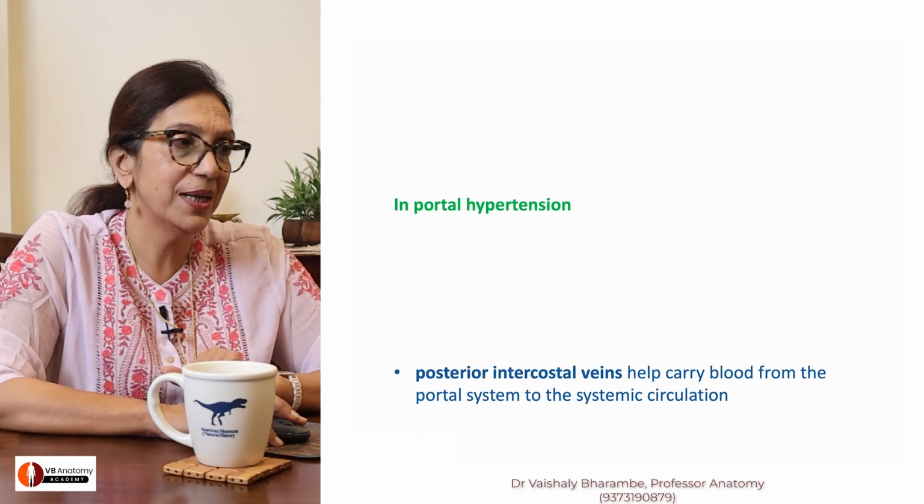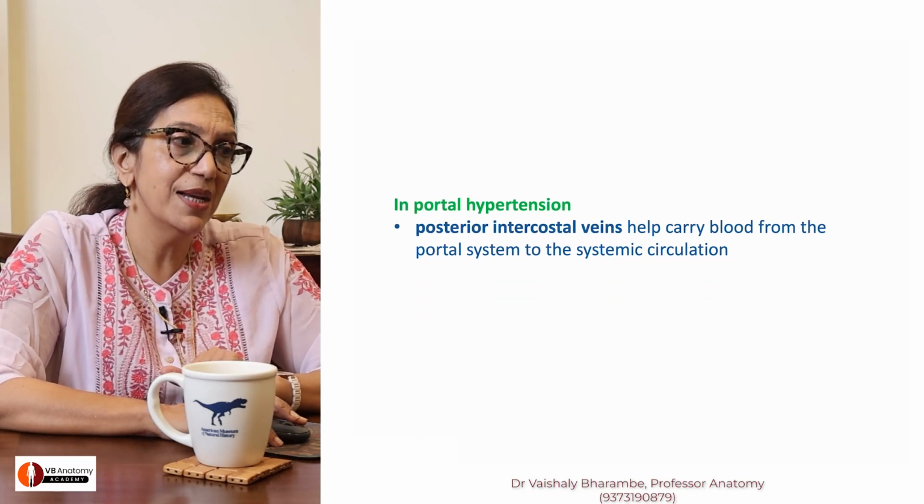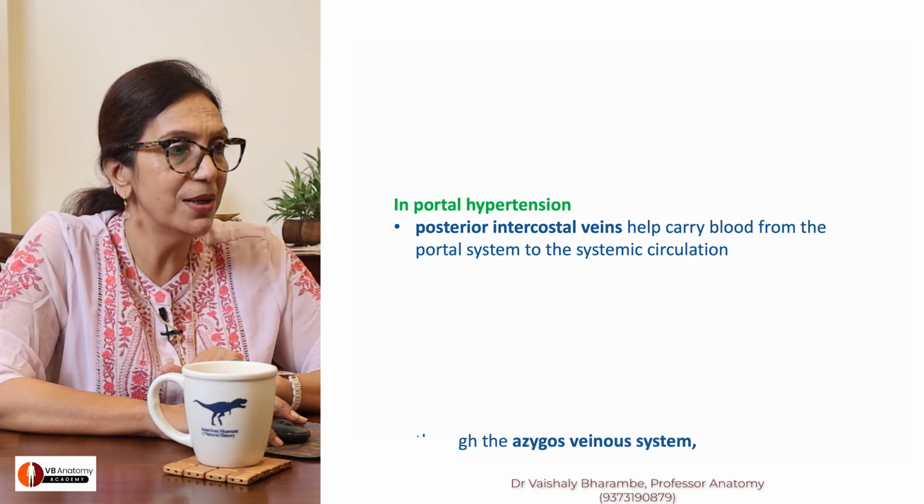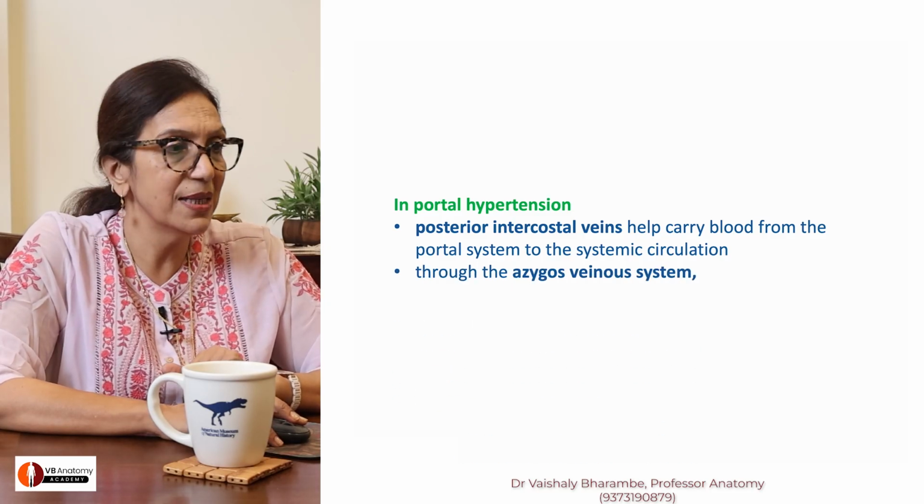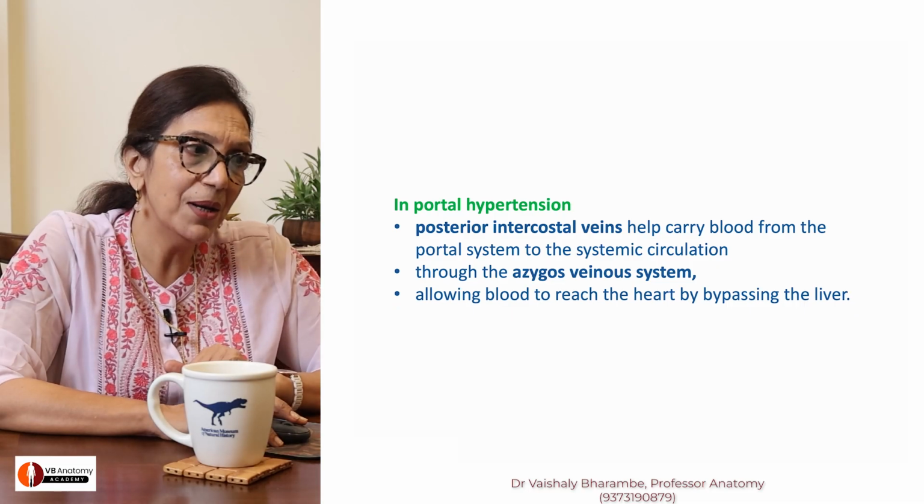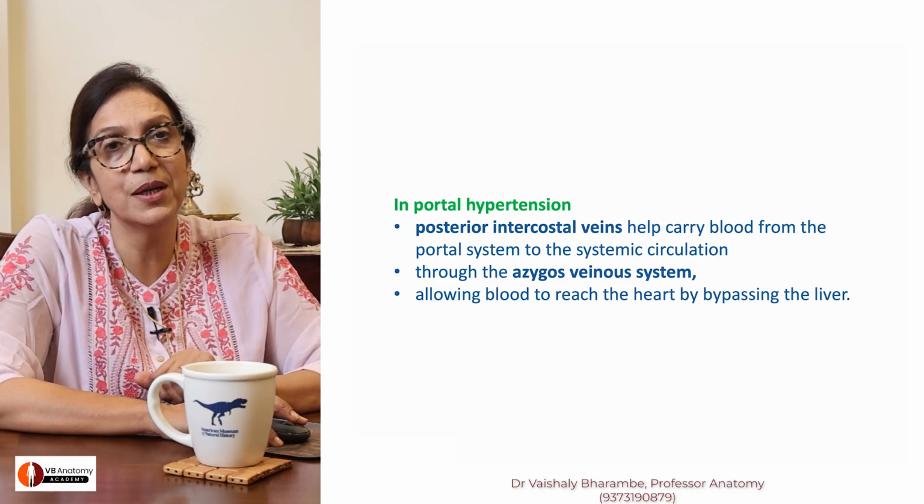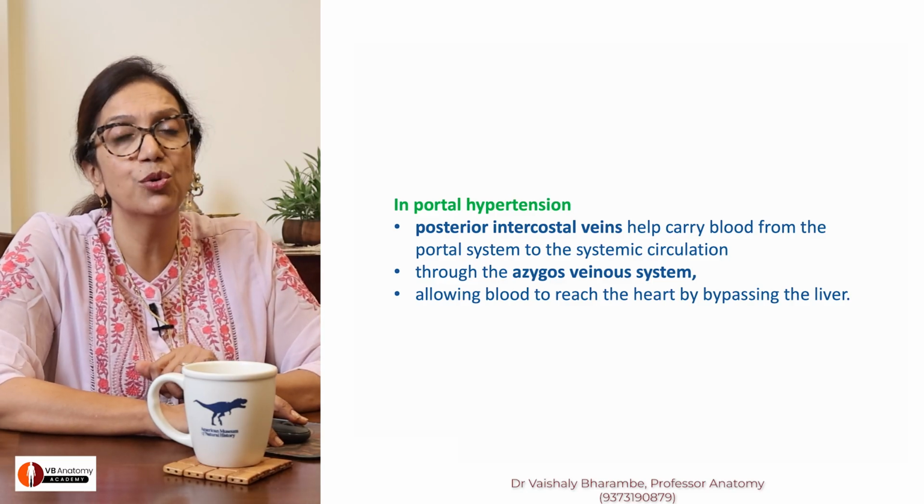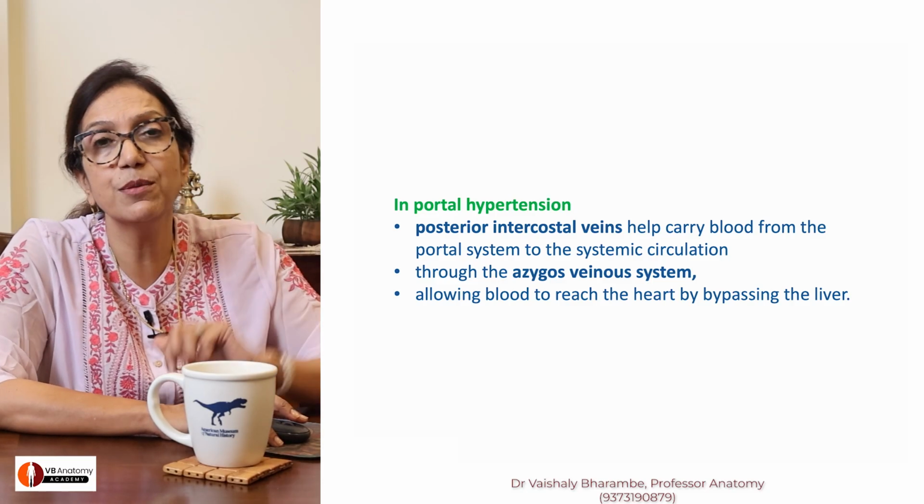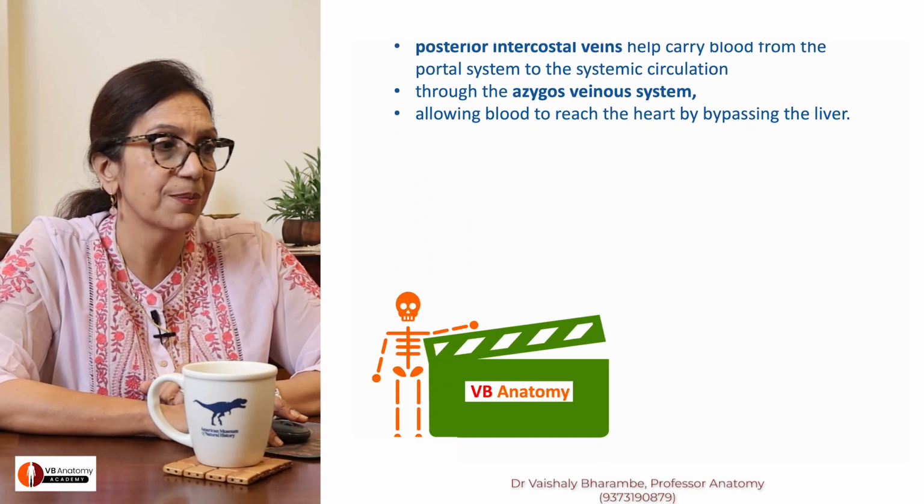So in portal hypertension, posterior intercostal veins help carry blood from the portal system through azygos venous system, allowing blood to reach heart bypassing the liver. This is a very important statement. You must understand this to be able to truly understand what is portocaval anastomosis.